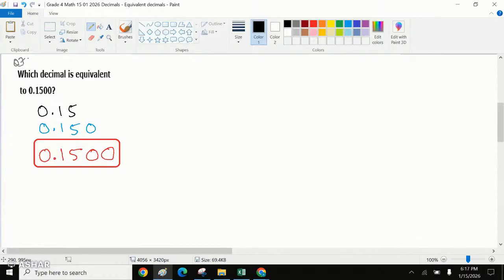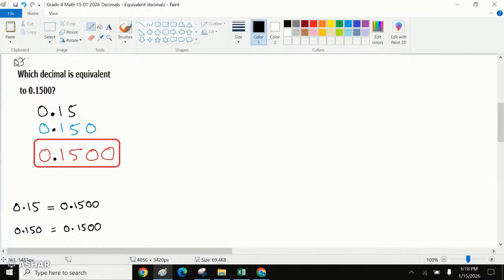No, the decimal comes below the decimal, right? So this would mean either we remove the number of zeros or we increase the number of zeros. It would still stay the same, right? So we can say that 0.15 is an equivalent fraction to 0.1500, or we can say 0.150 is also equal to 0.1500, right?